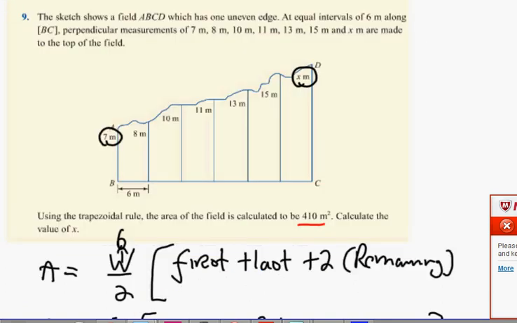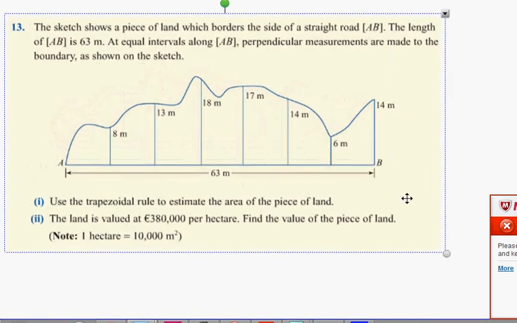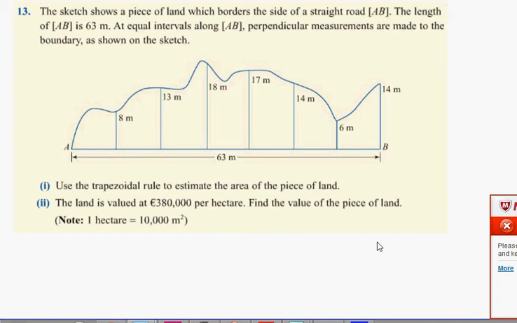Now that's done. We're on number 13. You could turn it into a decimal, that's no bother either. The sketch shows a piece of land which borders the side of a straight road AB. The length of AB is 63 meters. At equal intervals along AB, perpendicular measurements are made to the boundary as shown in the graph.